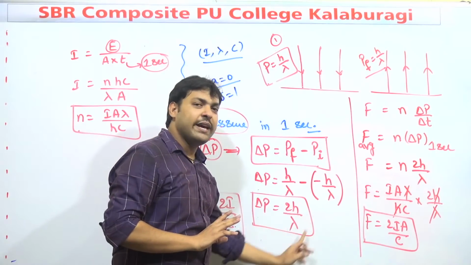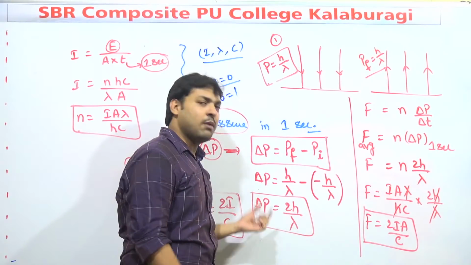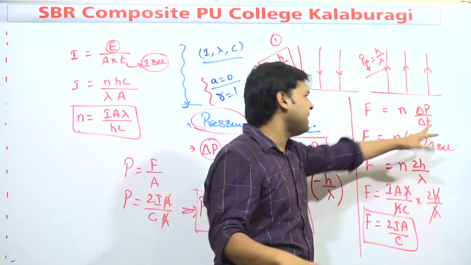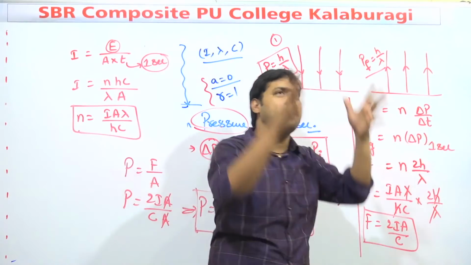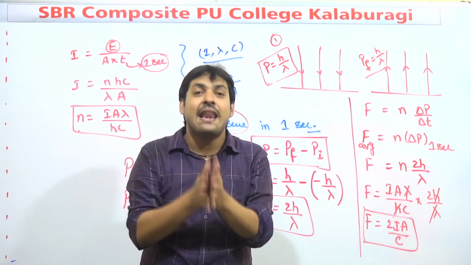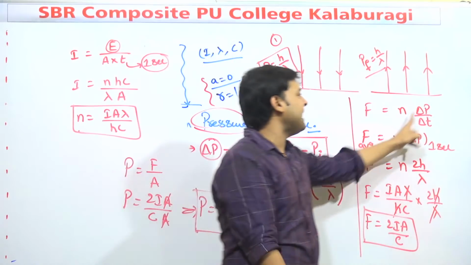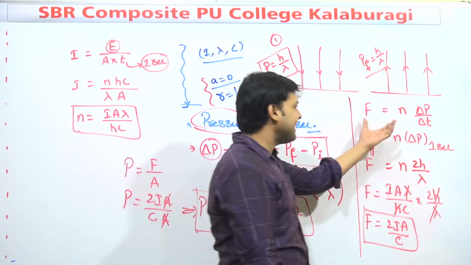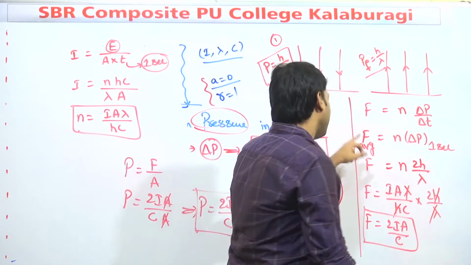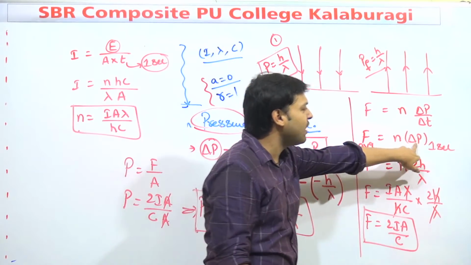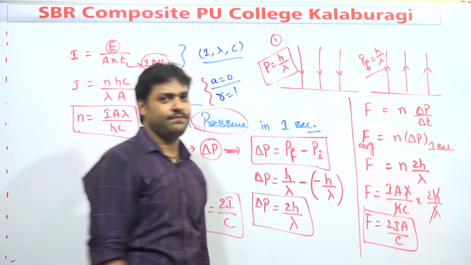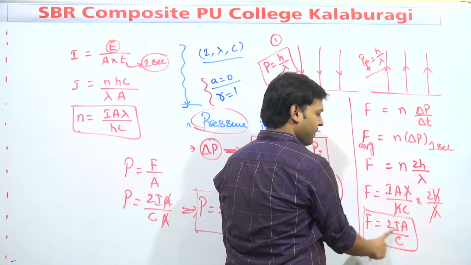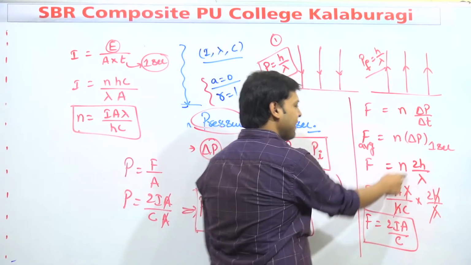Then we can calculate the change in the momentum. What is that? 2h by lambda. If change in momentum we know, we can calculate the force. If it is one photon, then it is directly delta p by delta t. But how many photons are striking? N number of photons are striking. So it is N delta p by delta t. Clear about the point? So F average I can write as N times delta p in 1 second. So force we calculated. How much? 2IA by c, where N we know how to calculate.